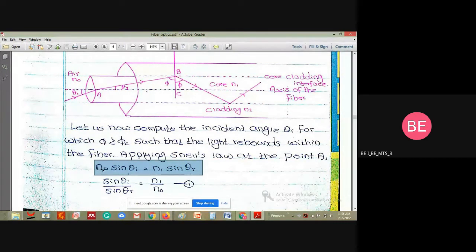N naught is the refractive index of air and N1 is the refractive index of the core. So rearranging this equation, we have sine theta I by sine theta r. If you take the sine theta r to the other side, it goes to the denominator. So sine theta I divided by sine theta r. And this n naught, when it goes to the other side, it goes to the denominator. So sine theta I by sine theta r is equal to n1 by n naught. Let us take it as equation number 1.